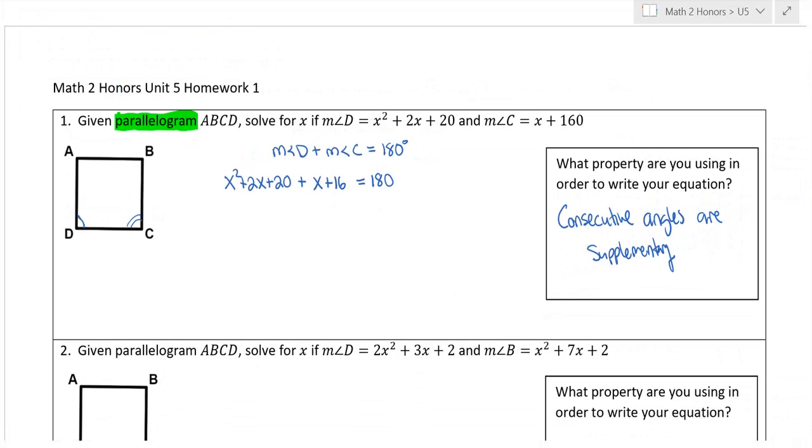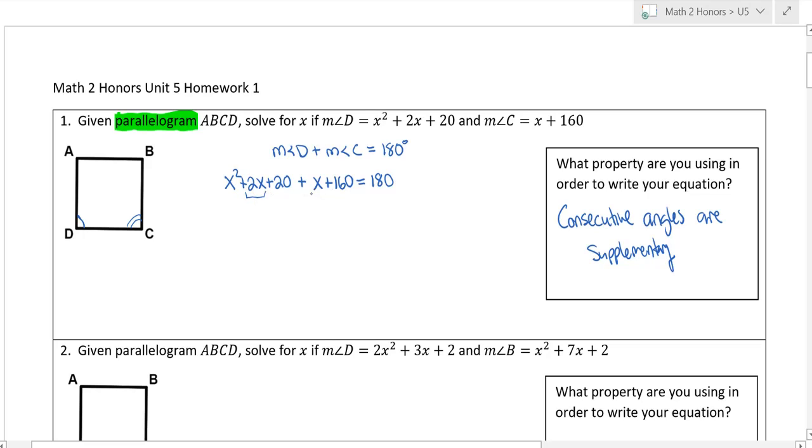So I am noticing that I copied down the measure of angle C wrong. I put 16 instead of 160, so I need to fix that before I move on. But our first step is to make this equation equal to 0. Before I do that, I'm going to combine some like terms.